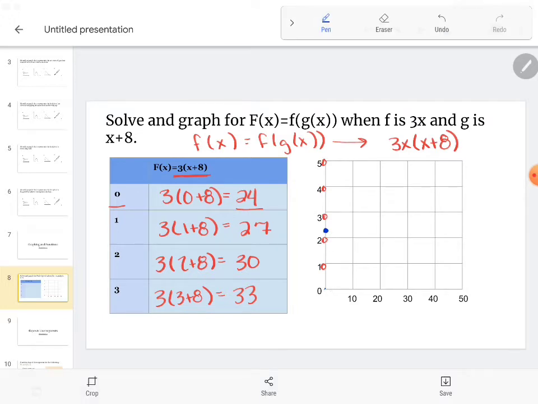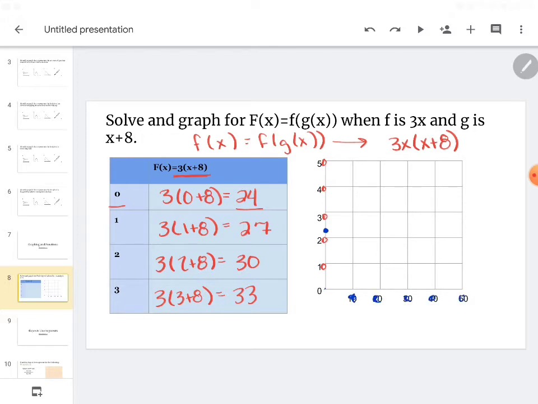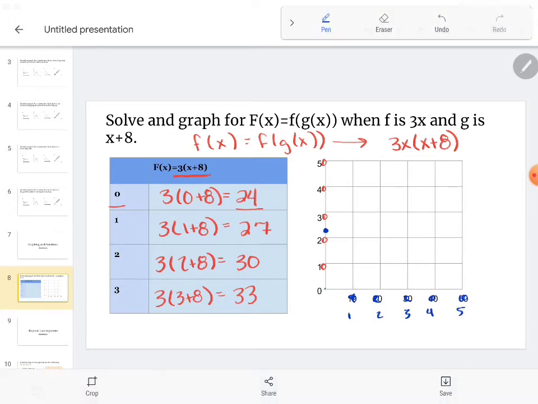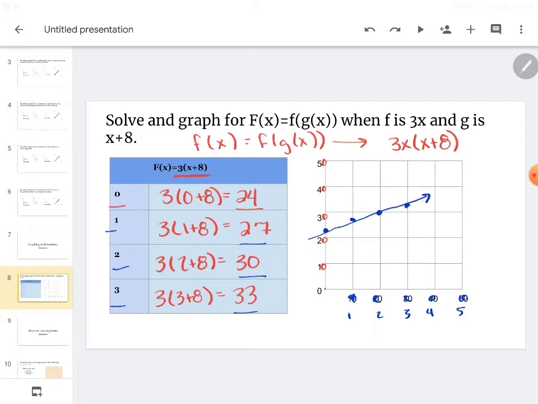We have 1. We'll treat this like this because my points are slightly off. For 1, we're going to go over 1, up 27, so over and up. Next we have 2, 30, so we're going to go over 2, up 30. And then we have 3 for our x and 33 for our y. So we're going to go over 3, up 33 for our y. And eventually we'll kind of develop this line right here that's going to represent our equation.